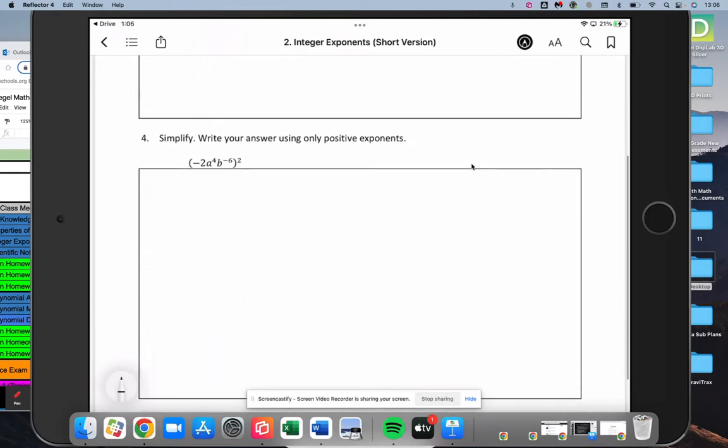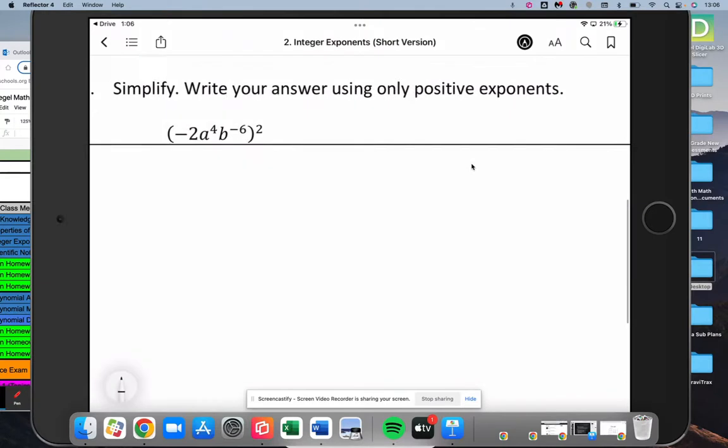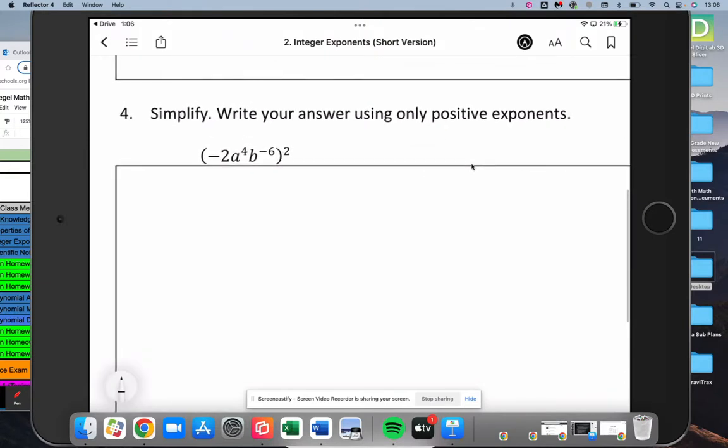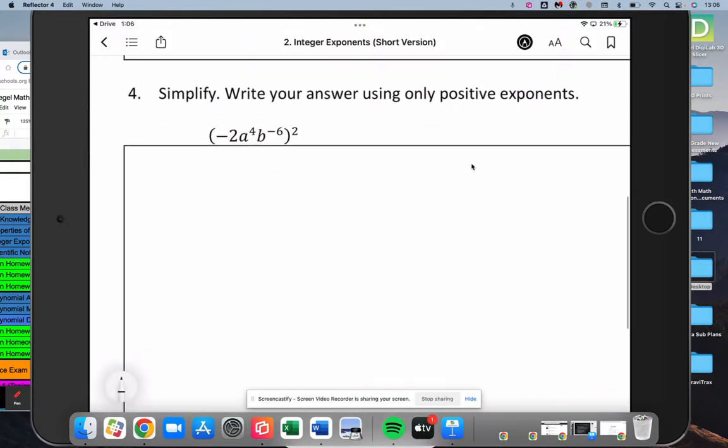Moving on. Number 4, we have to recognize that similar to the first homework set, we have all of this stuff here being raised to the power of 2. So I've got 2 of them, and so I'm going to go about it the way that I have in the past, which is writing it all out, because that makes a little bit more sense to me.